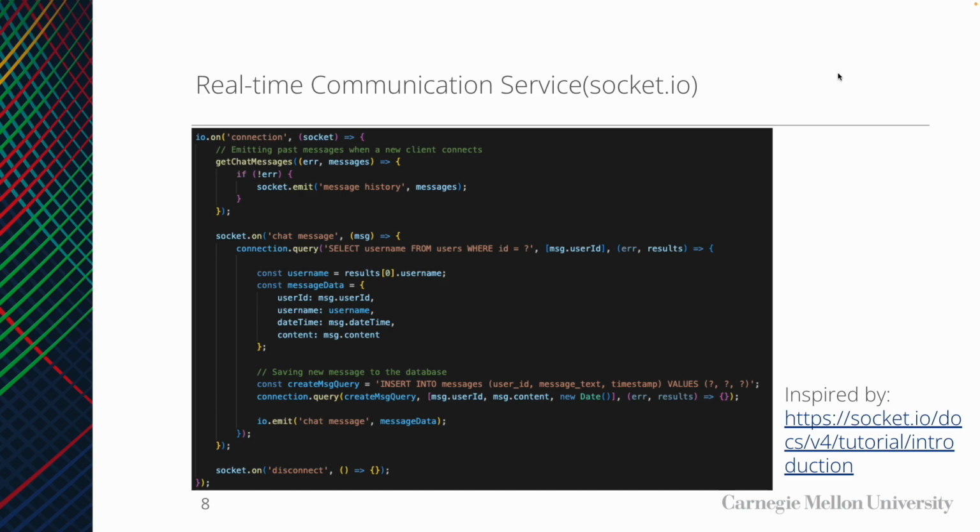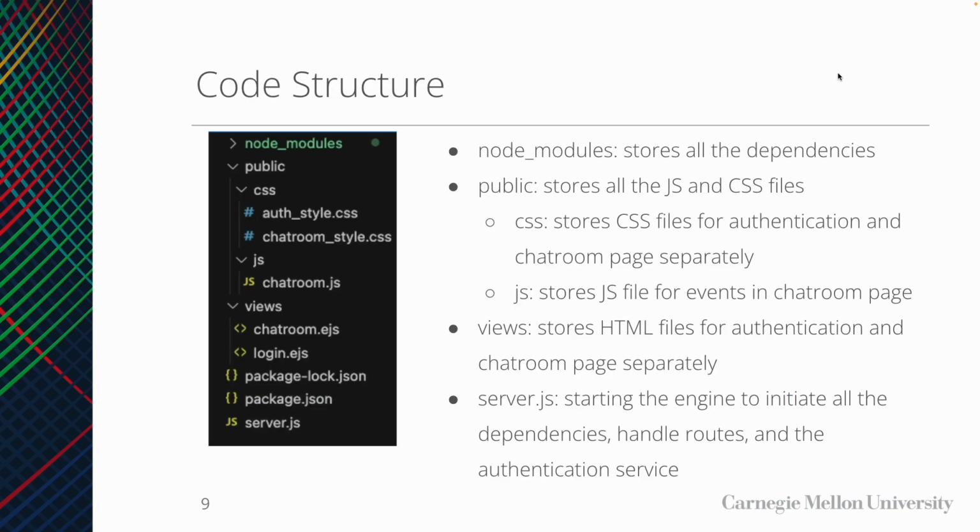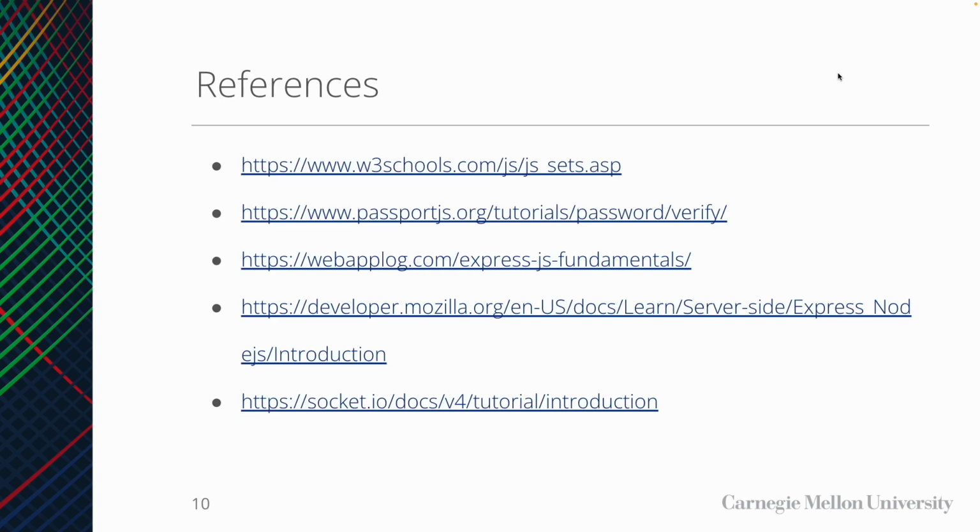And here's a core code of my source code. And you can see that the code structures include node modules, public files to store all the JS and CSS files, and the views files is to store the front-end HTML files, and another server.js to start the whole engine to initiate all the services I need. And finally, here are all the references I used for my project.